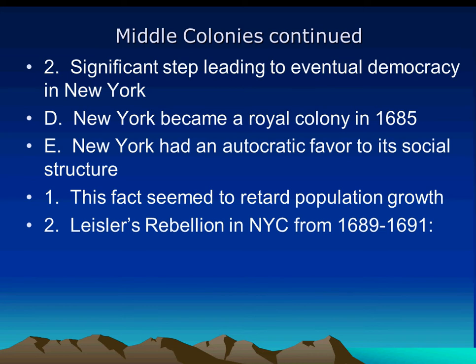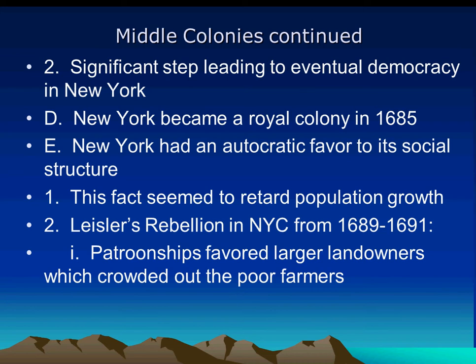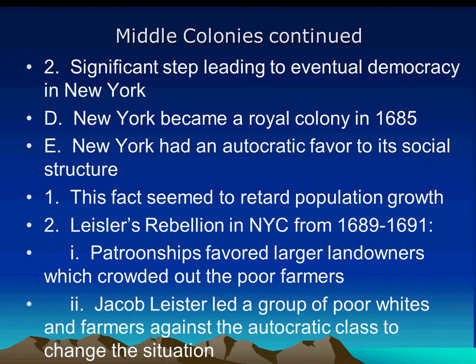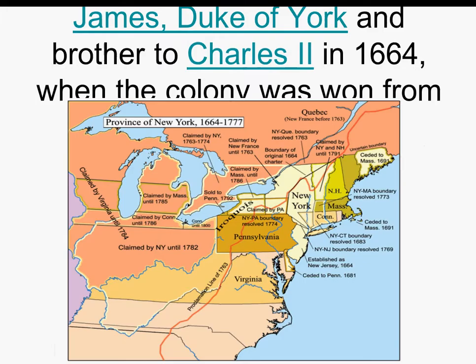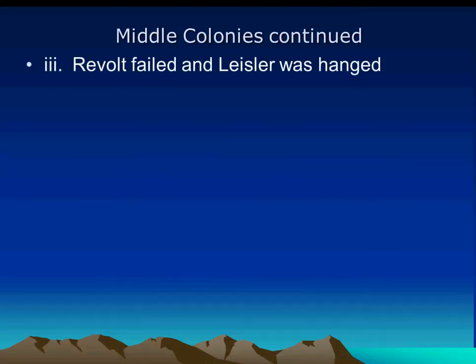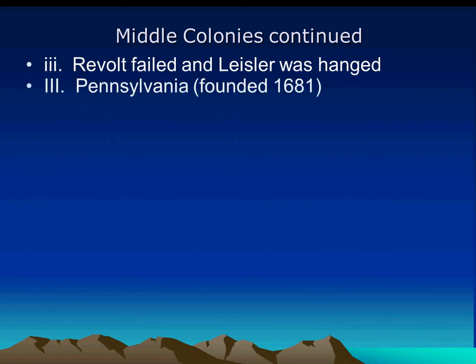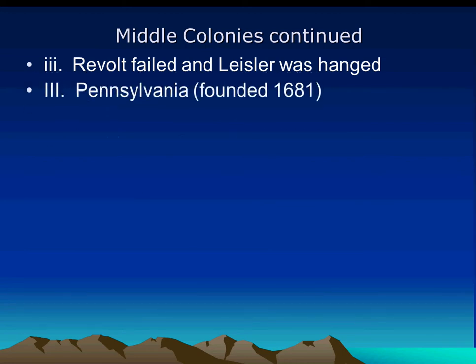Eventually, things get to a point where the poor farmers rise up against the British, and another rebellion breaks out. This was Leisler's rebellion, and poor farmers are revolting against the rich landowners. Jacob Leisler leads a group of poor white farmers against the aristocratic class to change things. But unfortunately, his revolt fails and he's hanged. But things do change somewhat after that, for the better.